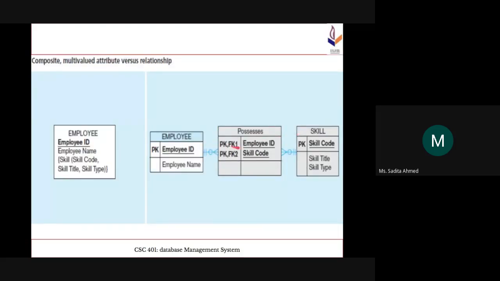Similarly, here also, because an employee can have multiple skills, skill code is not going to be unique. Because a skill could be possessed by multiple employees, employee ID is not going to be unique either, but the combination will be unique, right? So that's why the identifier of the possesses entity is made up by combining both of these two together. An employee may possess multiple skills. A skill may be possessed by multiple employees.